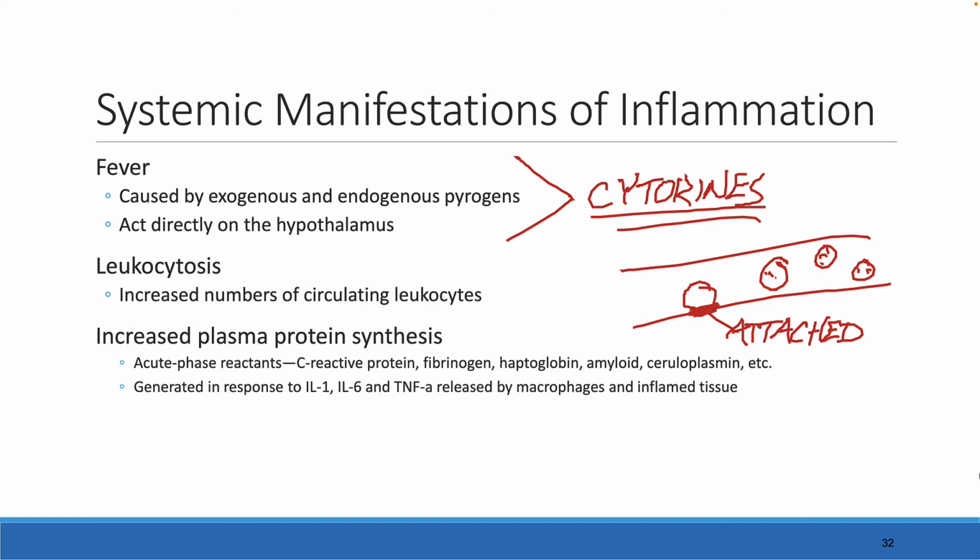And then there's increased plasma protein synthesis. That's all these acute phase reactants like C-reactive protein, fibrinogen, all these other things that we see during the acute inflammatory response. And sometimes we measure these things. We measure C-reactive protein to see what sort of inflammatory condition a person's body is in. It's a good test, albeit not specific for what kind of inflammation, but it's a good test to tell us that there is inflammation present in the body.